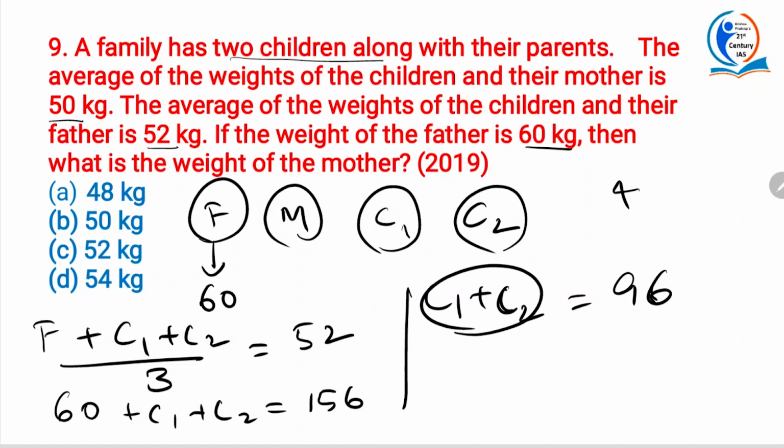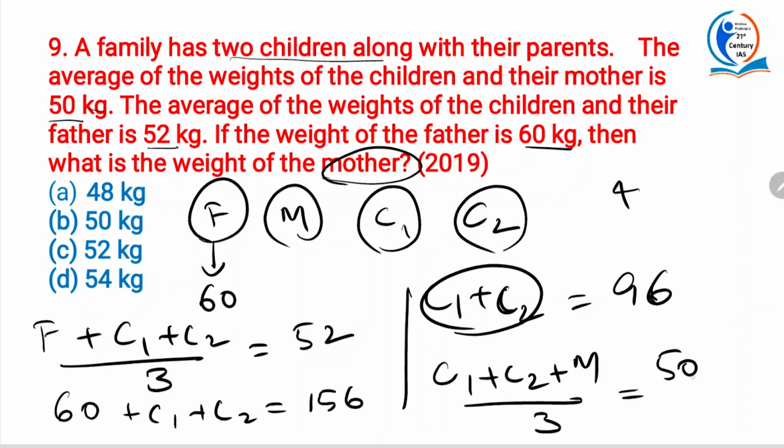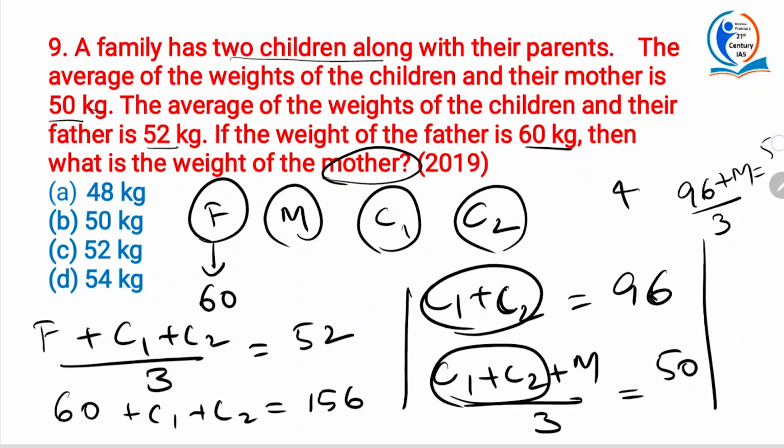Now what are we supposed to find? The weight of the mother. And there is one more thing given: the average weight of children and their mother. That means C1 plus C2 plus mother by 3 is equal to 50 kg. So what is C1 plus C2? It is 96. So 96 plus M by 3 is equal to 50. Now M is equal to 150 minus 96, and how much is it? It will become 54. So D is the answer.